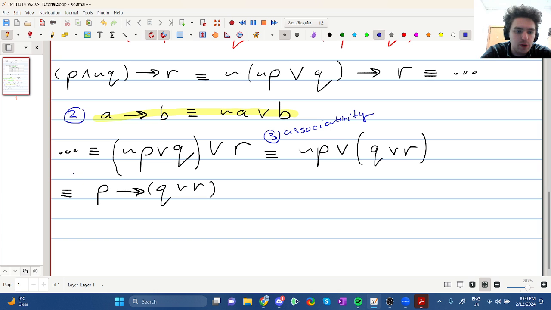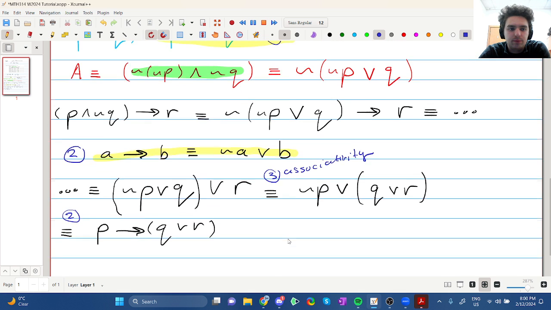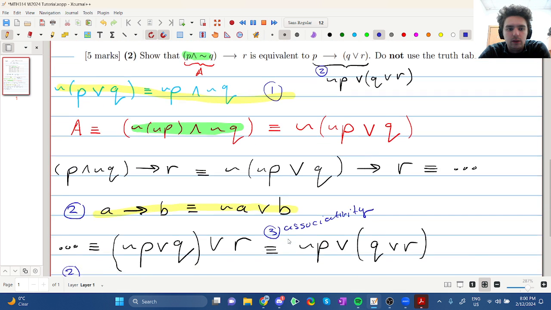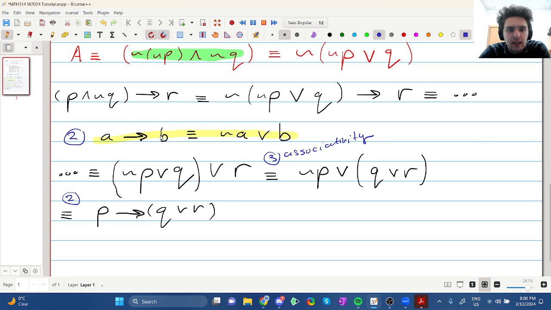And this is again due to rule number 2. And we are done. So it's really just to spell out the steps a little bit more. First step, second step, third step, fourth step, and then finally fifth step. So you see how we went from the thing that we're trying to start with to the thing that we're trying to turn it into.